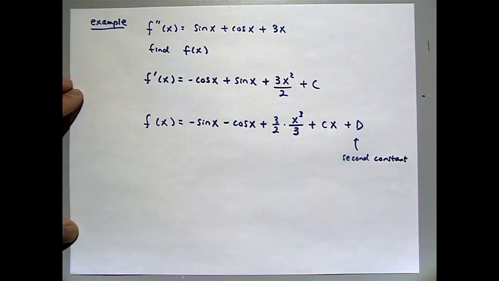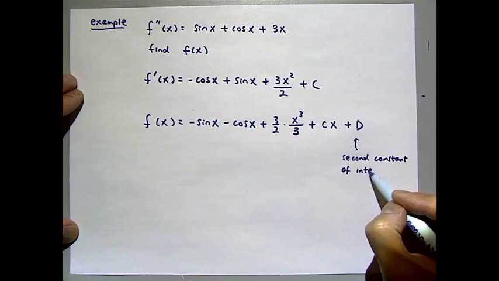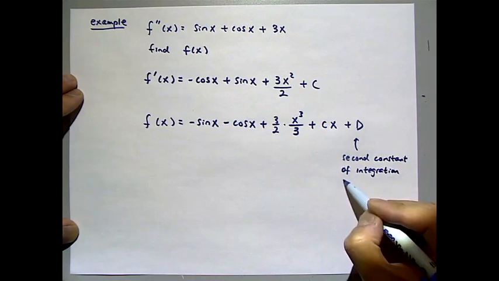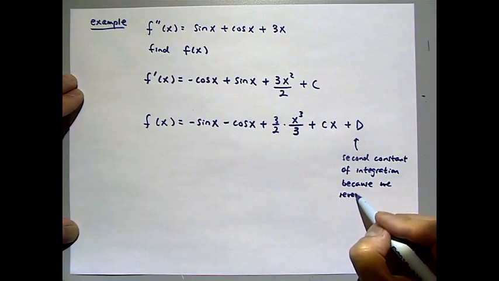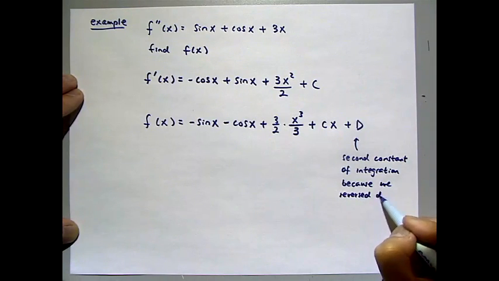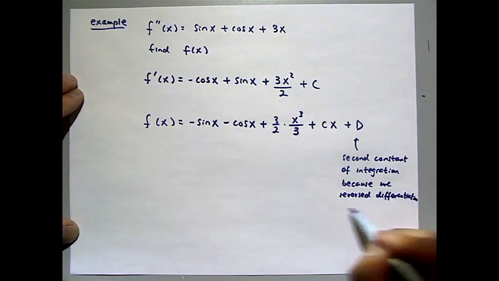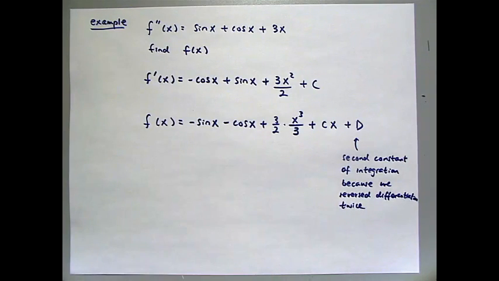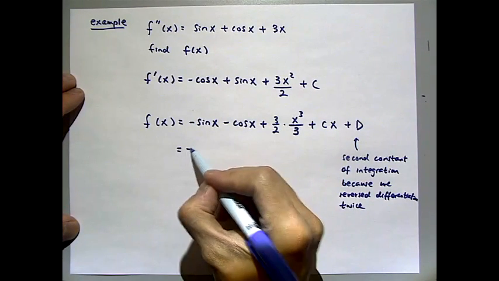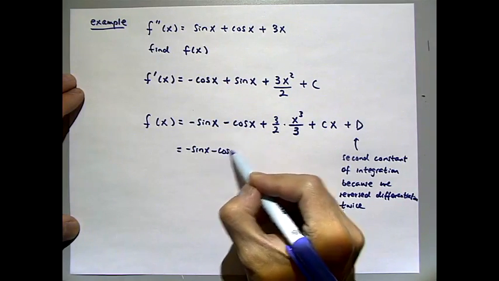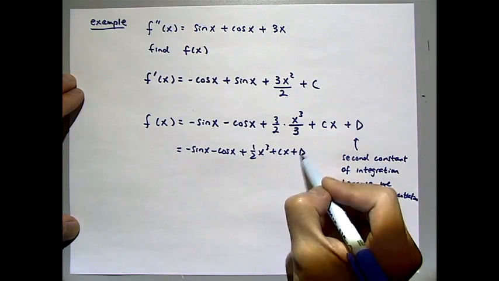Is there a question over there? Everything okay? The second constant of integration, because we reversed differentiation twice. Each time you undo that, you have to have one constant. So let's clean this up just a little bit. So what's this equal to? 1/2 x cubed plus cx plus d.